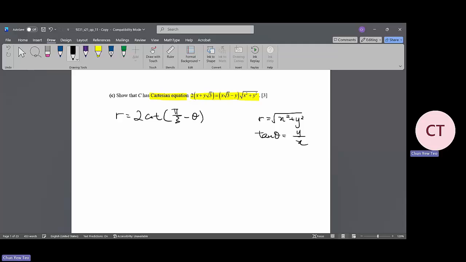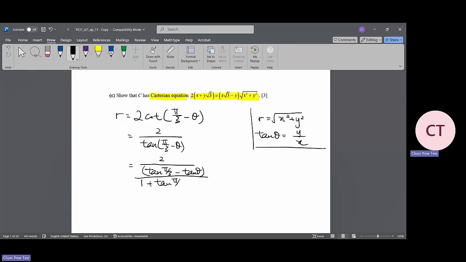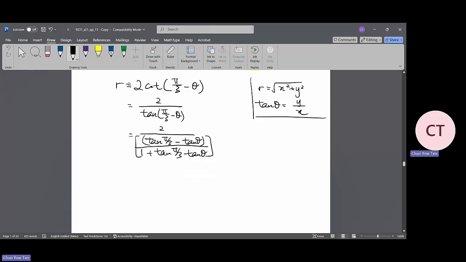So they give you cotangent. I need to make it become tangent. So I'll put it aside. Use the compound angle formula: tangent of (pi over 3 minus theta) equals tangent pi over 3 minus tangent theta, divided by 1 plus tangent pi over 3 times tangent theta. You should know that tangent pi over 3 is square root of 3. So we can get something like this.